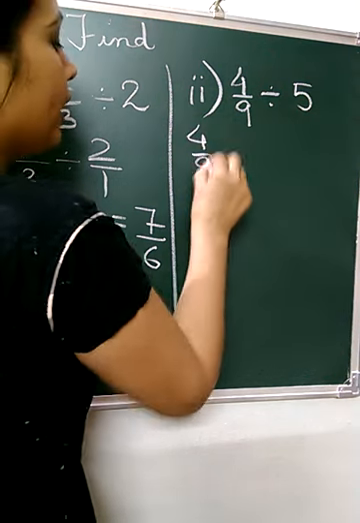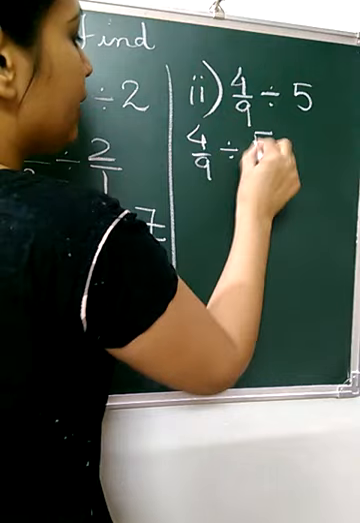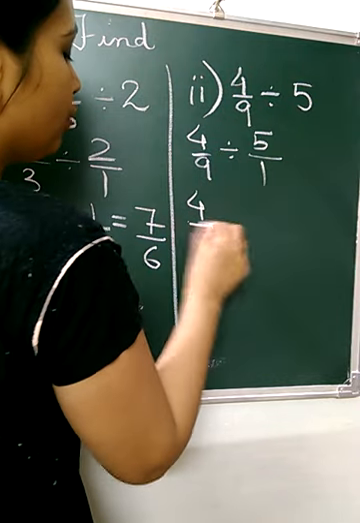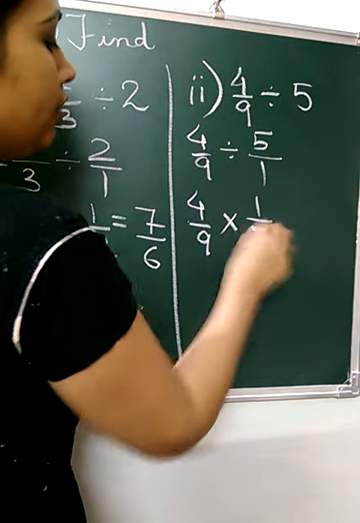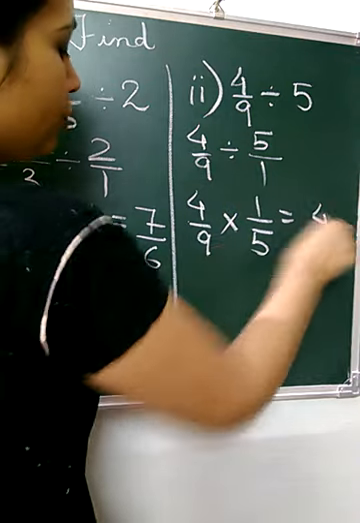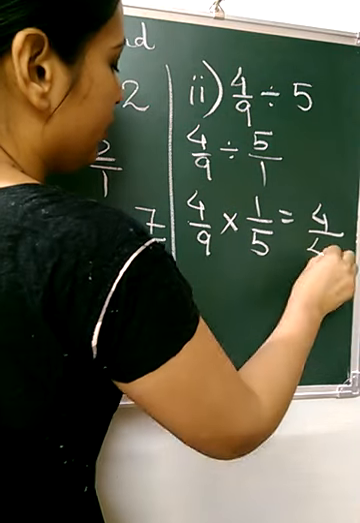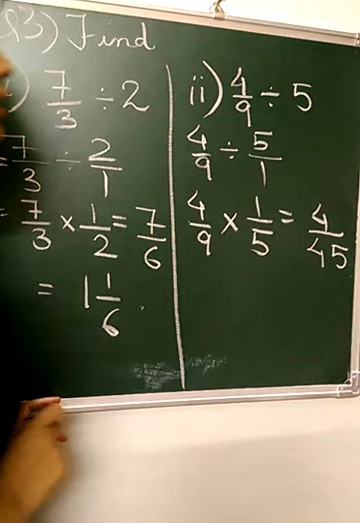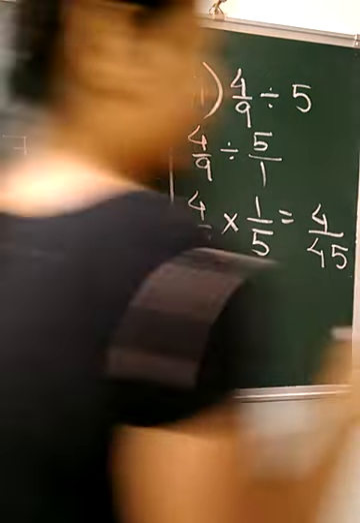Similarly, 4 by 9 divided by 5 upon 1. Now 4 by 9, this becomes ulta. 4 ones are 4, 9 fives are 45. So the answer is 4 upon 45.